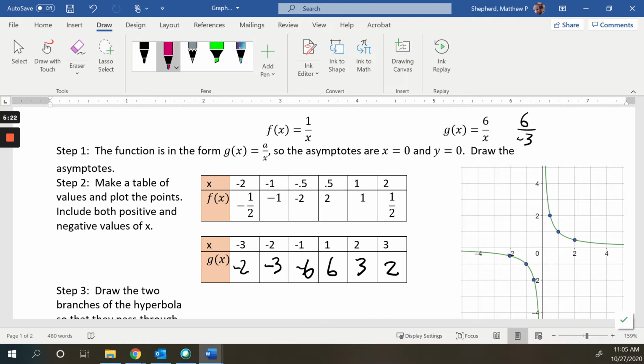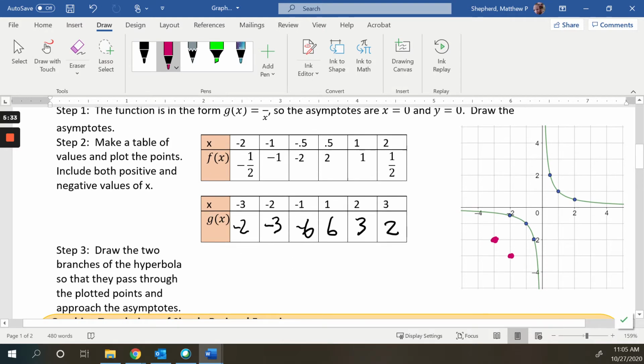All right, so negative 3, negative 2. There's our first point. Negative 2, negative 3. And then negative 1, negative 6, so we'd be all the way down here. So what we're going to have is approximately something that looks like that, at least for the left side.